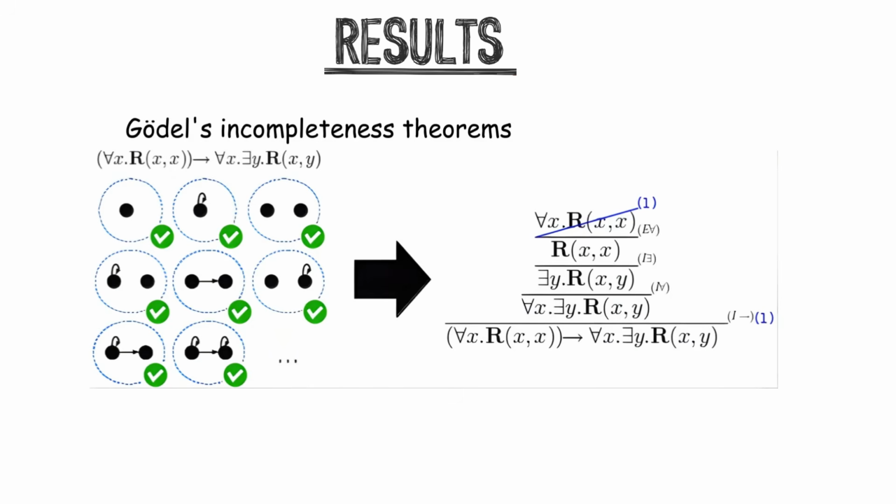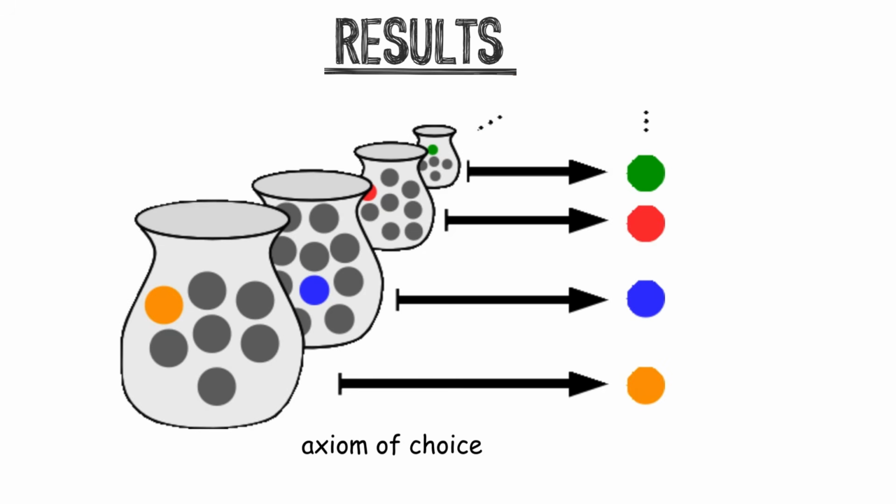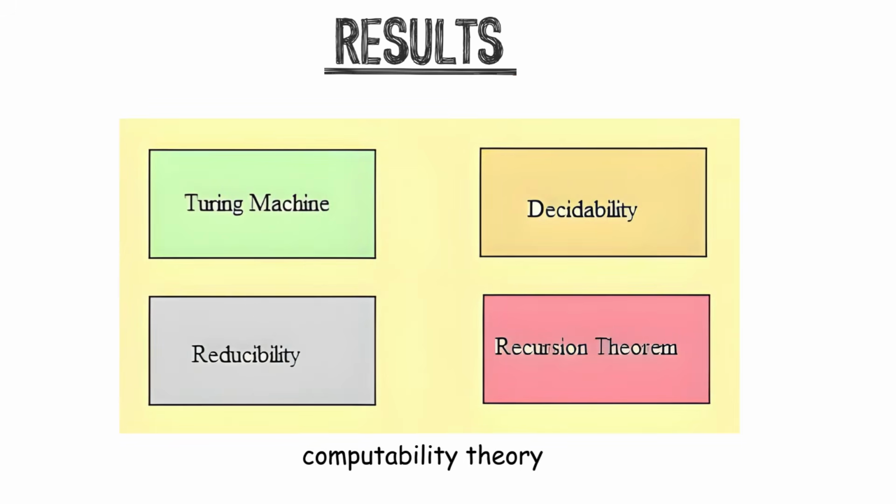Key results include Gödel's incompleteness theorems, showing limitations of formal systems, the independence of the continuum hypothesis and axiom of choice from ZFC, forcing and large cardinal axioms extending set theory, and computability theory, defining algorithmic solvability through Turing machines.